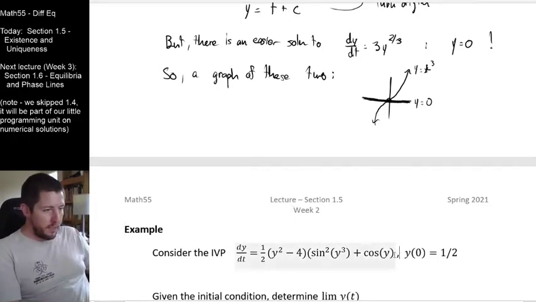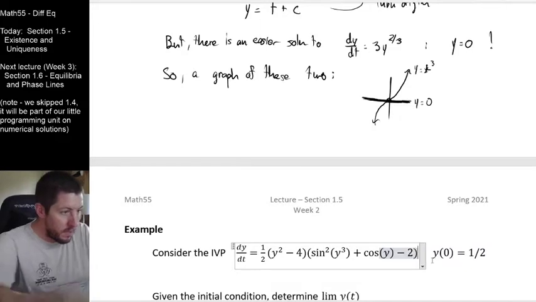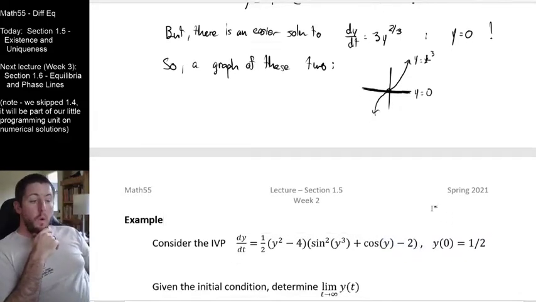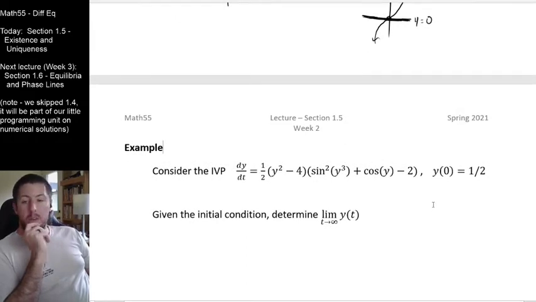And I'm immediately seeing that I chopped off the end of my equation right there. Wow, I don't know how I spotted that one. Okay, so let's consider this initial value problem here. Let's look at a little bit of a grosser example. dy/dt equals 1/2 times y squared minus 4 times sine squared of y cubed plus cosine of y minus 2.